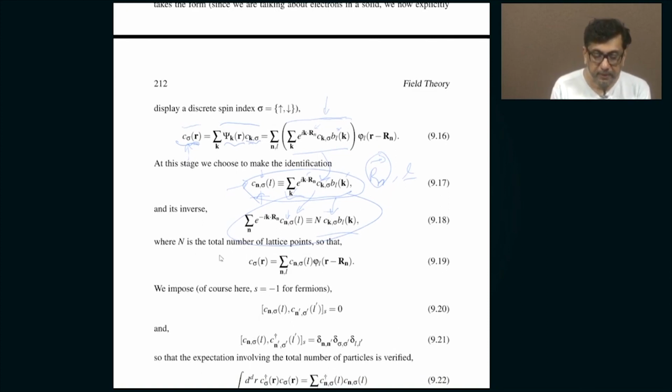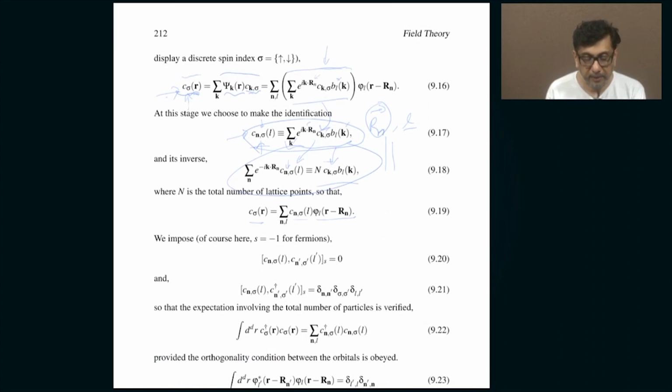So, the bottom line is that I just pointed out that you can do this, but now let us get back to this. This C sigma r, which annihilates an electron at some point r in the entire crystal, can now be written in terms of the basis functions of the individual atoms times a localized annihilation operator. That means an annihilation operator which annihilates an electron in a particular atom in a certain orbital with a certain spin projection.